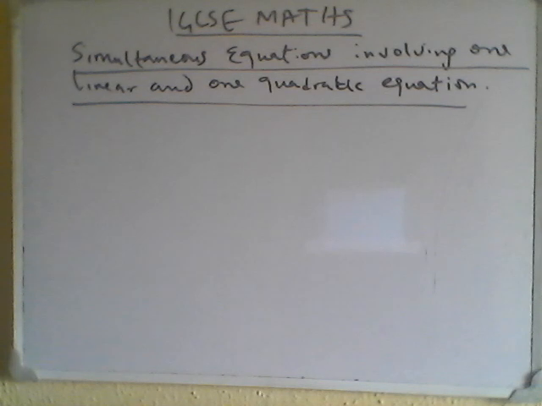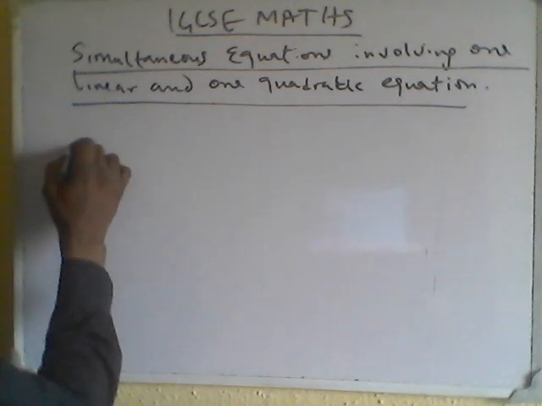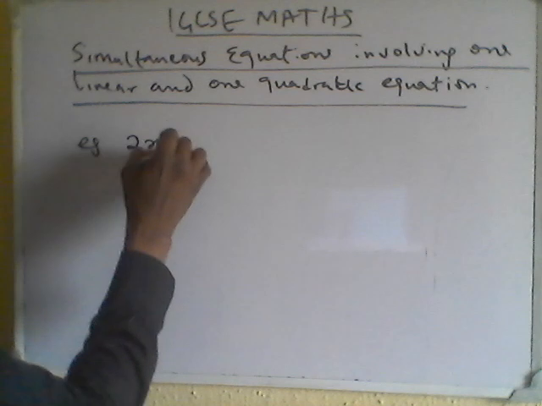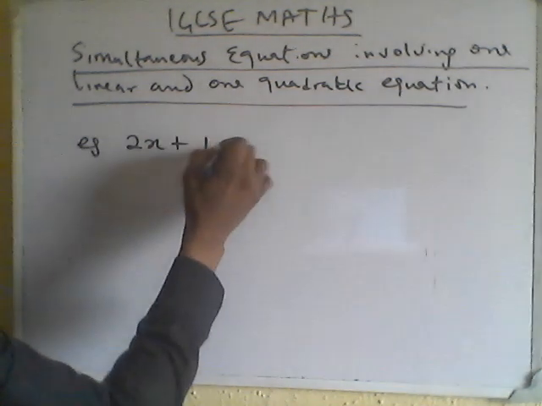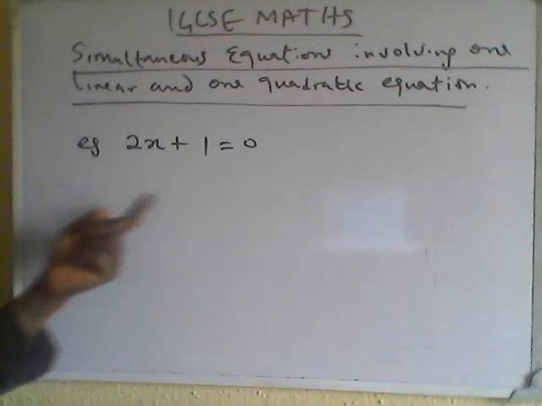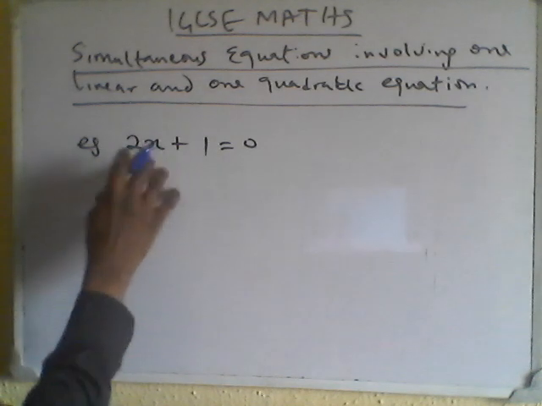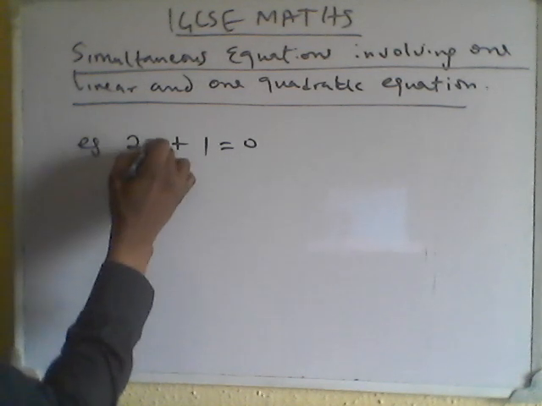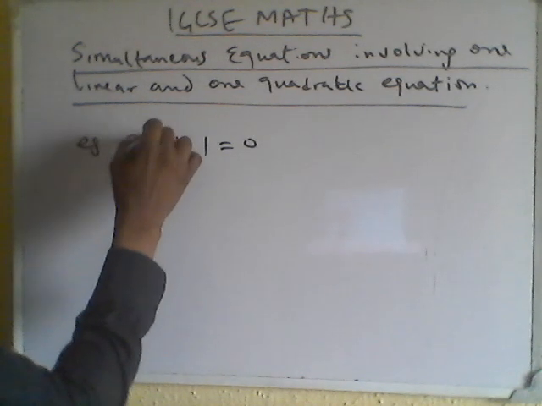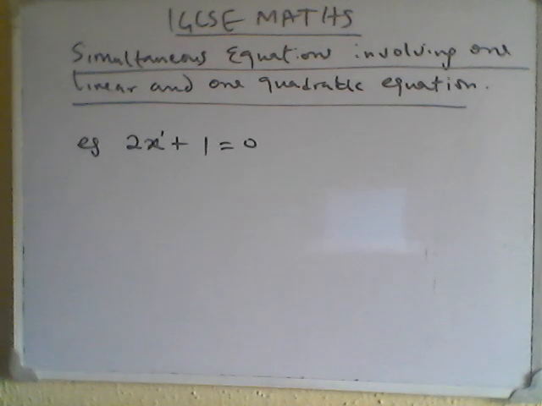So we'll move on to this topic, simultaneous equations involving one linear and one quadratic equation. A linear equation is an expression whose highest power of the variable is 1. An example of a linear equation is 2x plus 1 equals 0, or equals any other constant number. The variable in this equation is x, and the highest power of that variable is 1. But for a quadratic equation, the highest power of the variable is 2.